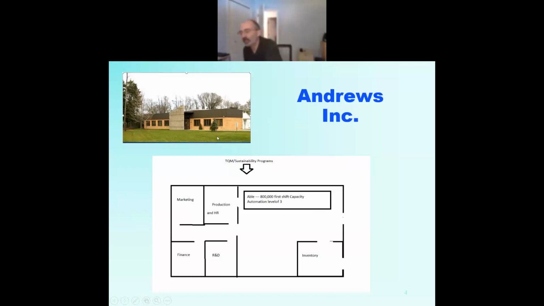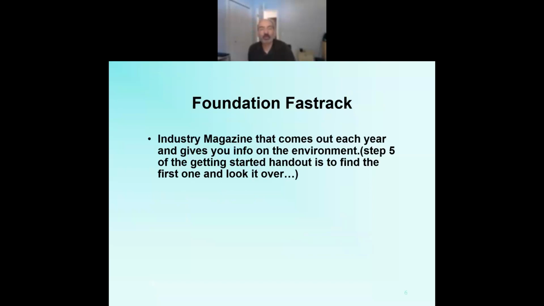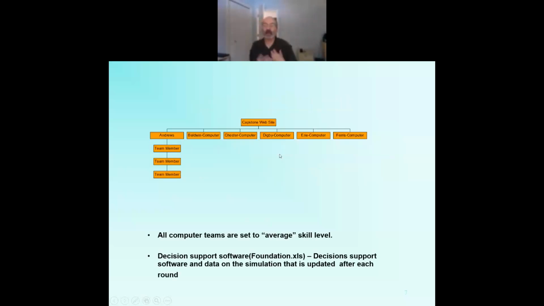Now, I think it's good to get that view in your mind of what your company looks like. At the same time, it's also good, again, we have these 2 markets. The Foundation fast track is really, really important. And step 5 went over getting it. I'll also show you how you can get it from the decision software. It comes out each year with new data on what happened in the sim. Now, the other part that I was just jumping to was that you also have to understand the uploading and downloading, and that's something you'll become more familiar with during the practice sessions.